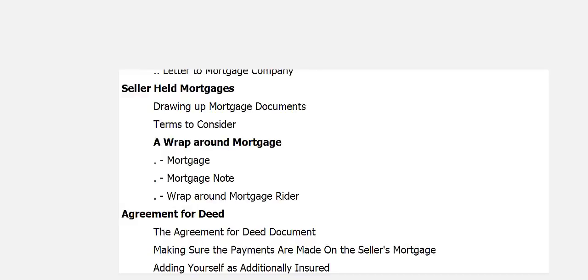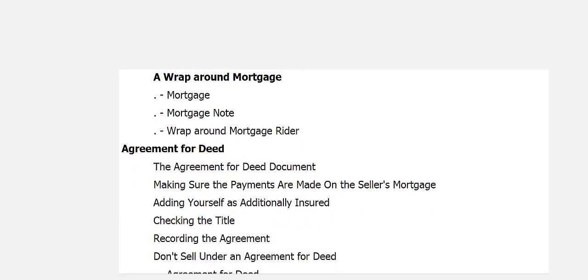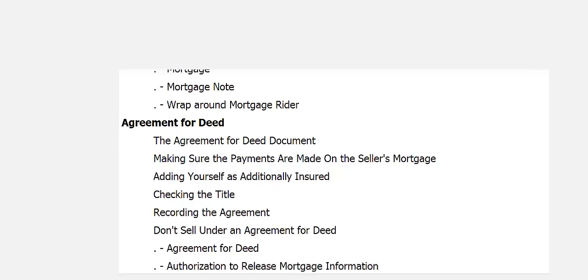Then we have an agreement for deed. Agreement for deed document, making sure that the payments are made on the seller's mortgage, adding yourself as additionally insured, checking the title, recording the agreement. Don't sell under agreement for deed. You can buy under agreement for deed. And this is our agreements.